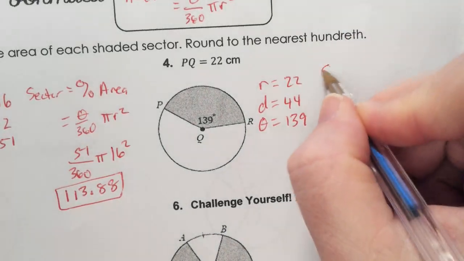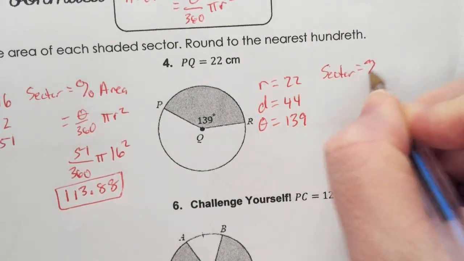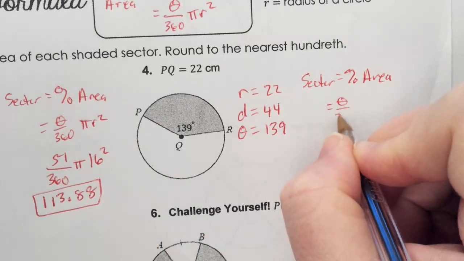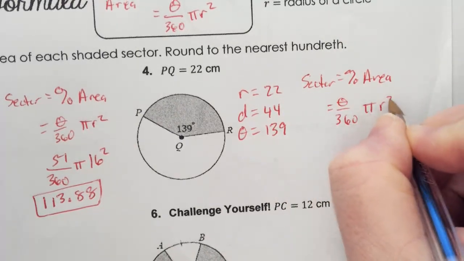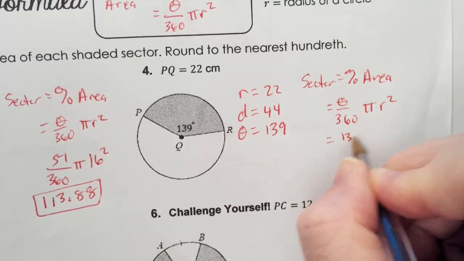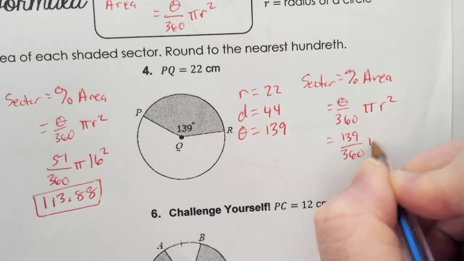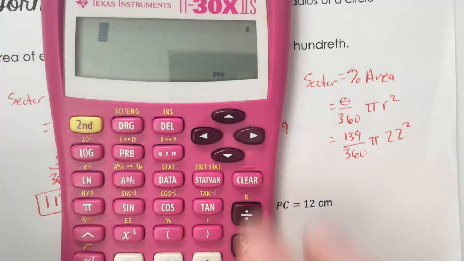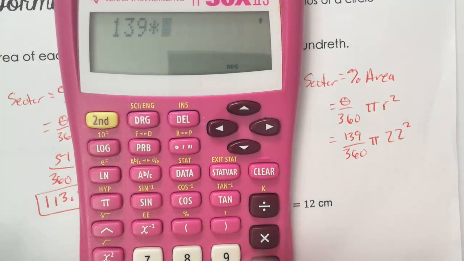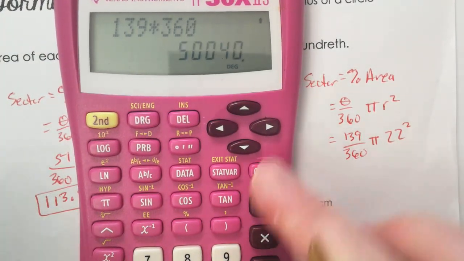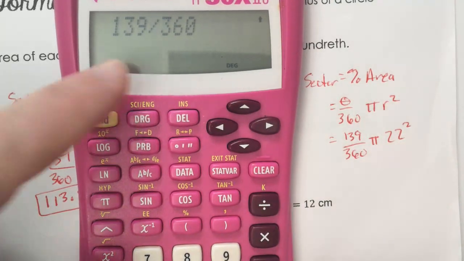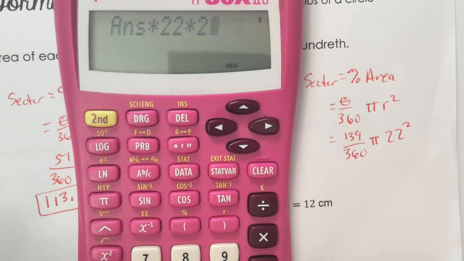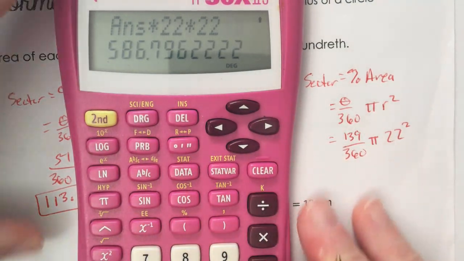So sector is equal to a percentage of the area. So that would be theta over 360 times pi r squared. Just need to plug it in. So 139 over 360 times pi times 22 squared. Okay, so 139 divided by 360, that's our percentage, times 3.14 times 22 times 22. And we get this big long decimal.